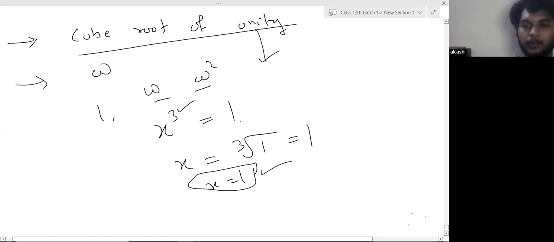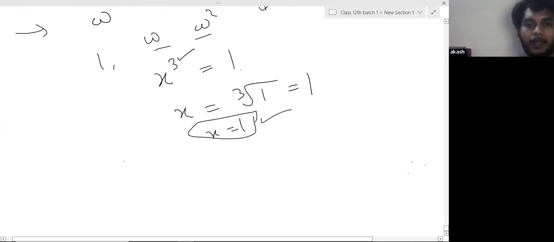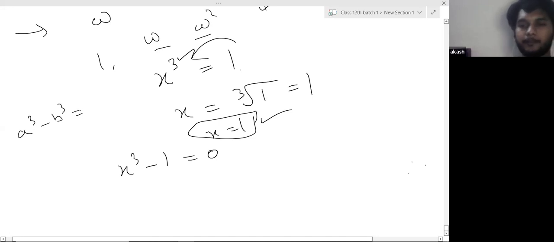How to find those 2 roots? We have the equation x cube minus 1 is equal to 0. We can take this one to this side. Now, can anyone tell me the a cube minus b cube formula?